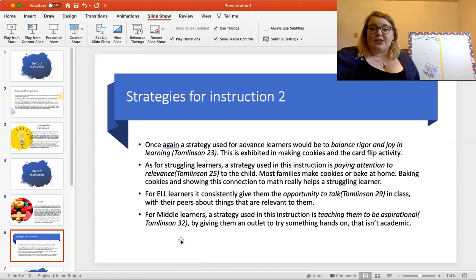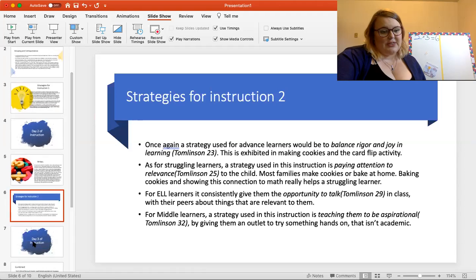While some of my middle learners might not be very good academically, they might be good at baking, and this gives them the opportunity to explore that if they don't have a chance to do that at home, and it helps them to do something that's hands-on. And that is my strategies for instruction 2. Let's move on to instruction 3.